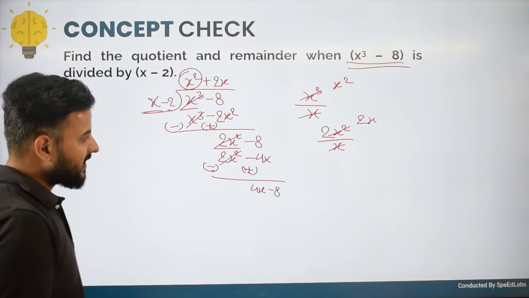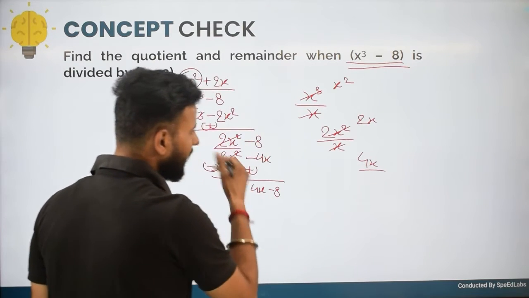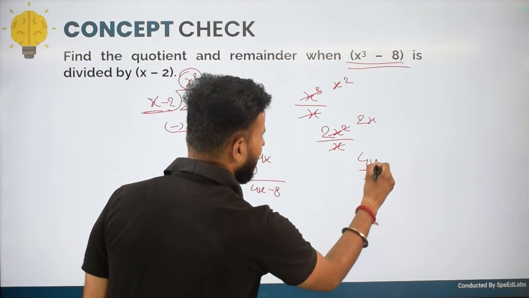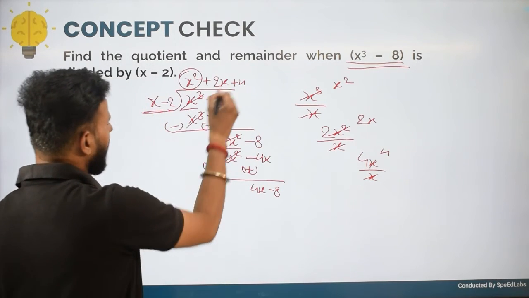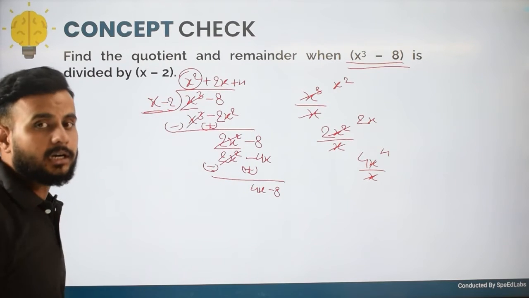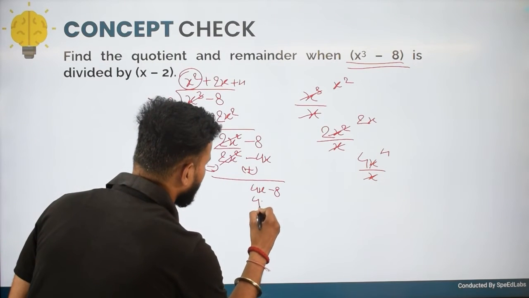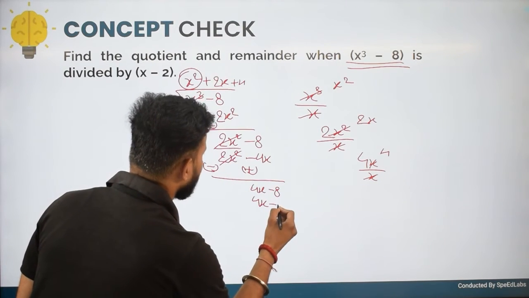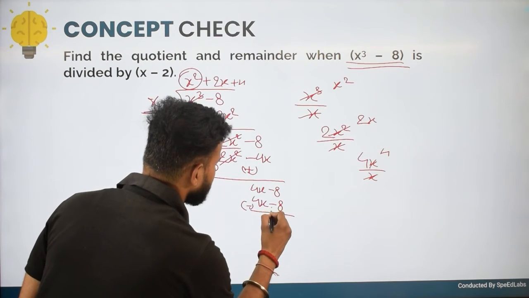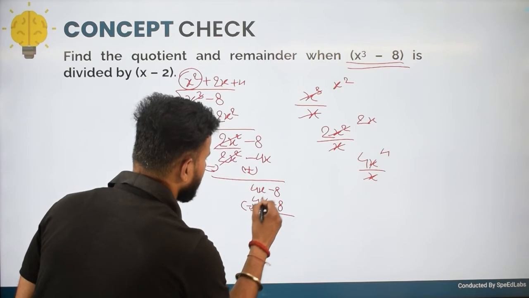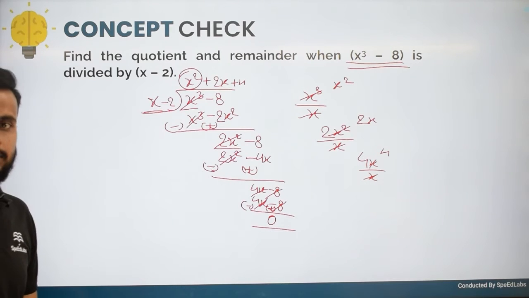Now I do the same thing again. This time my dividend is 4x and the divisor is x. When I cancel, I am left with 4, so I write positive 4 here. Now I multiply that positive 4 with the divisor x minus 2, so it will be 4x minus 8. Now I change the signs, positive becomes negative and negative becomes positive. This cancels, and 0 will be the remainder.